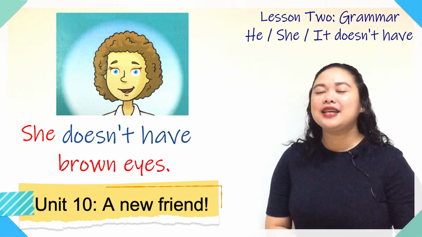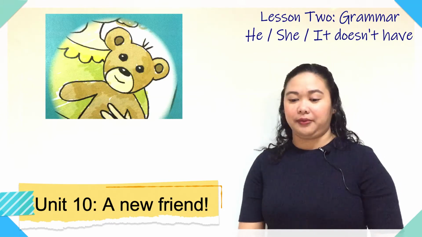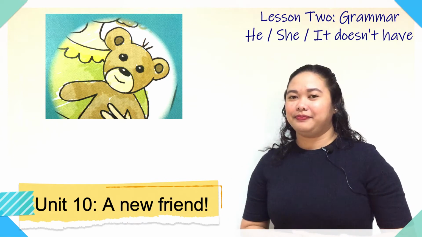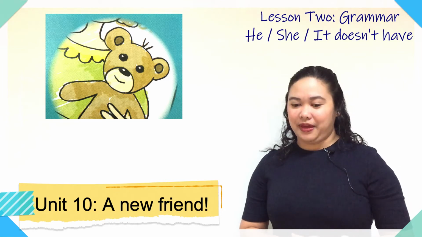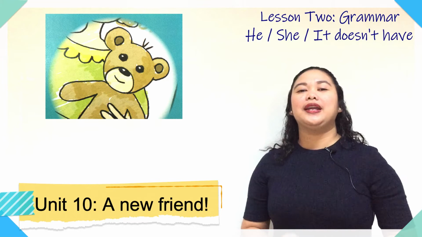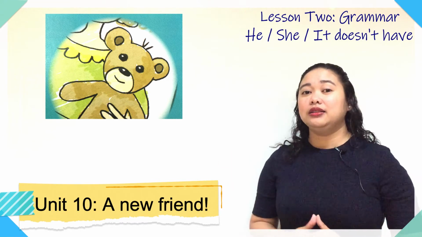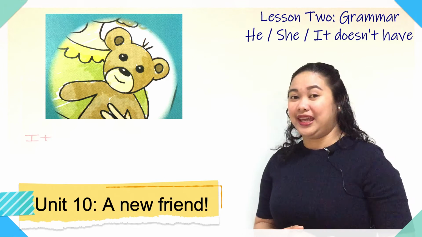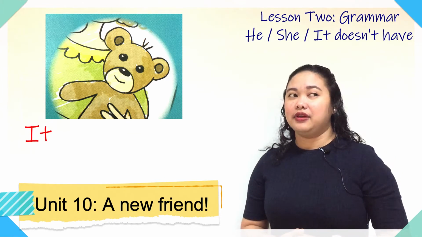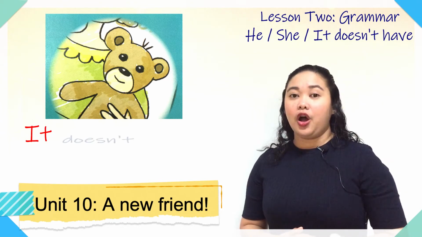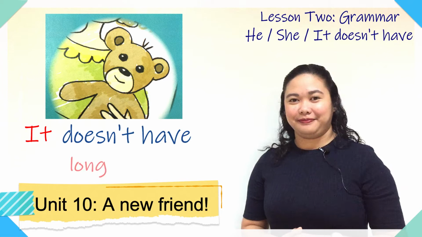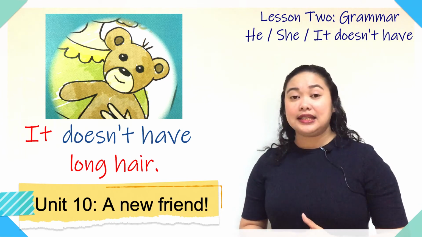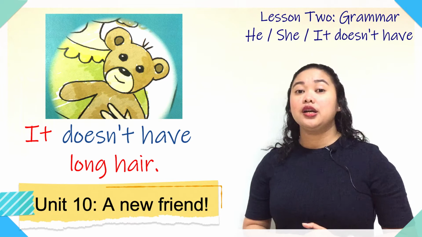Okay, good. Now let's go to example number 3, or picture number 3. Look here. What's this? It's a teddy bear. Very good. Now, when it's a thing or an animal, we use the pronoun it. So let's use the pronoun it plus doesn't have. It doesn't have long hair. Okay? Look at the teddy bear. It has black eyes. It doesn't have long hair.